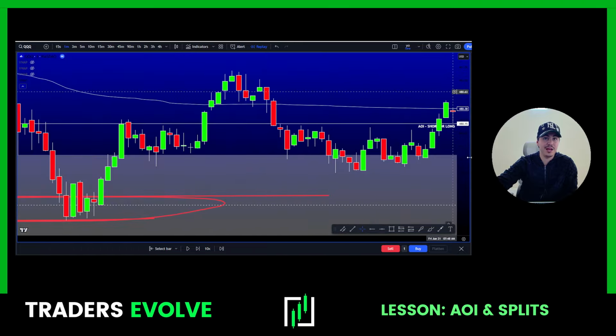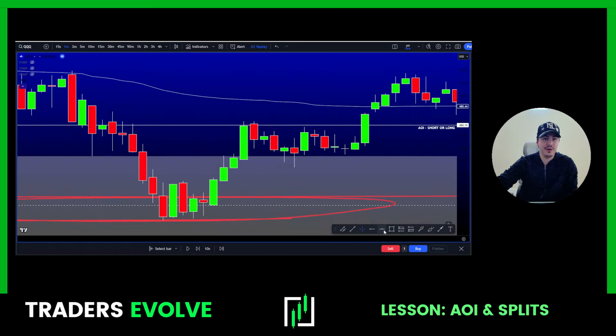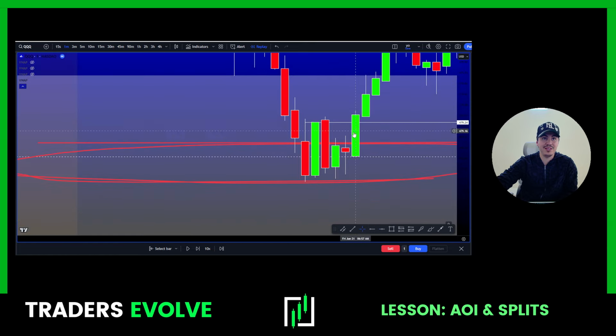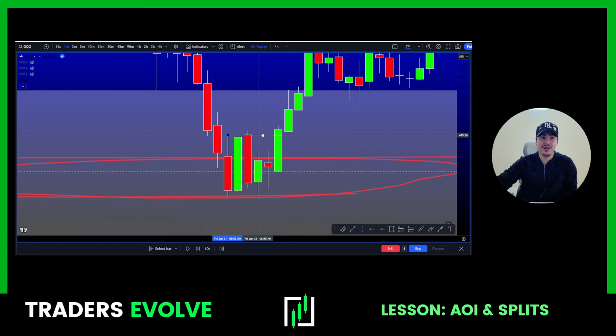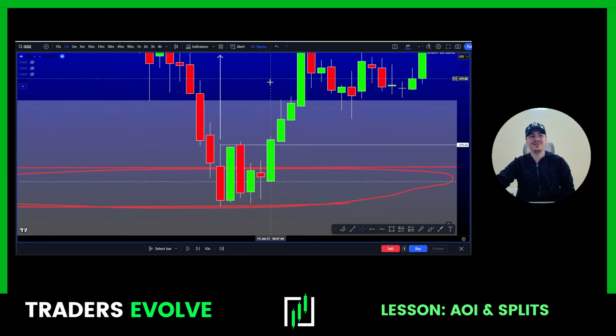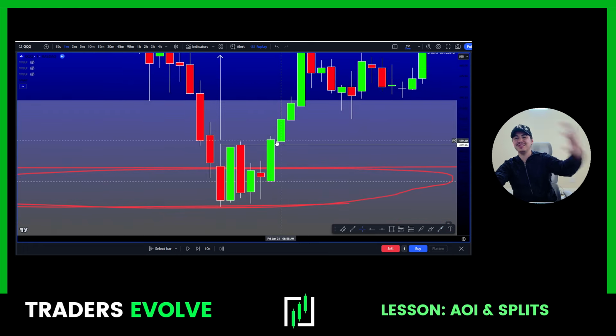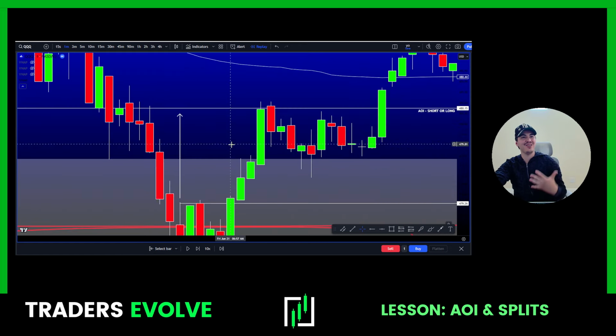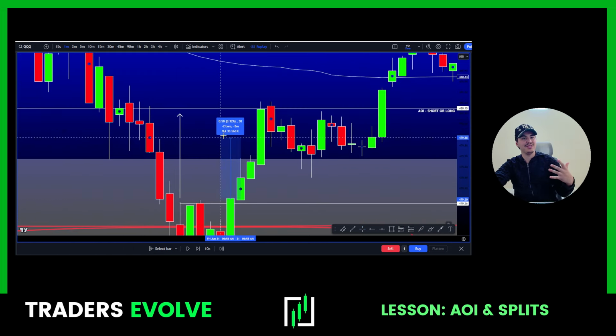Okay, we balance out. Where do we form a split? Where do we form a split here? Right here, right? So we formed it before this breakout even happened. So the split is formed here. Imbalance needs to get filled at least into the area right here. And what happens here? We break the split, momentum to the upside. You can take the longs all the way to fill the imbalance all the way to here.